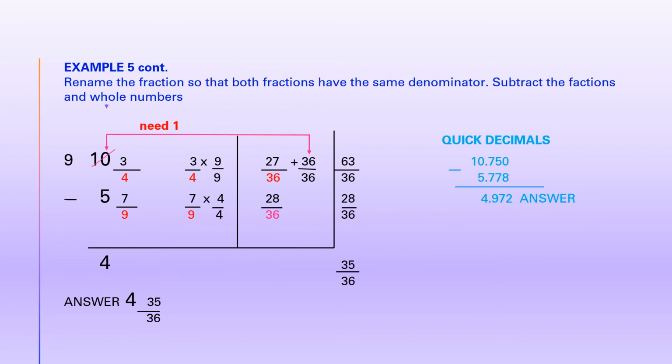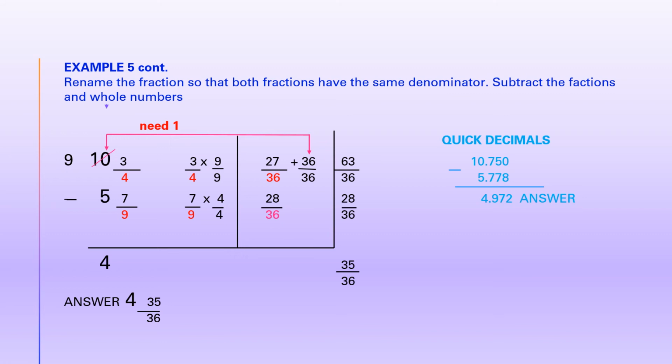So what do we do? We do the same thing. We take 1 out of the 10, leave 9. The 1 we rename it to 36 36ths. Then we add these numerators on top. 36 plus 27 gives us 63 36ths. Now the fraction on top is much larger. We can now subtract the 28 36ths. We're left with 35 36ths. We'll do the whole numbers. 9 take away 5 is 4.